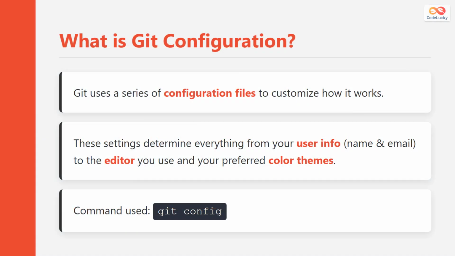First, let's define what we mean by Git configuration. Git uses simple text files to store settings. These settings control everything from your display name and email address to technical details like which text editor opens when you write a commit message. You modify these settings using the git config command.